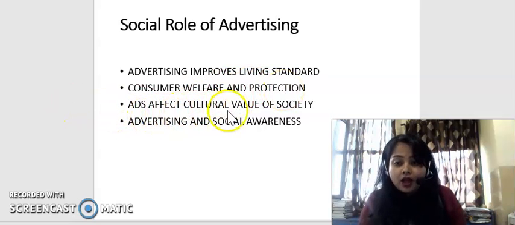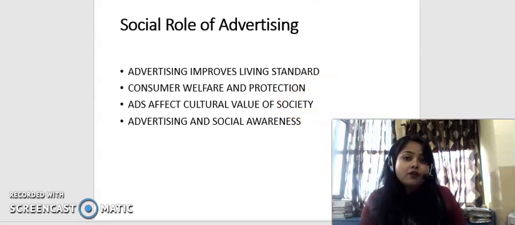Next is ads affect cultural value of society. What does it mean? In the words of Philip Kotler, culture covers the attitudes and values of the whole society, having a bearing on what we do, what we see, what we use, what we judge. Habits, customs, attitudes, beliefs, and values are part of the culture.